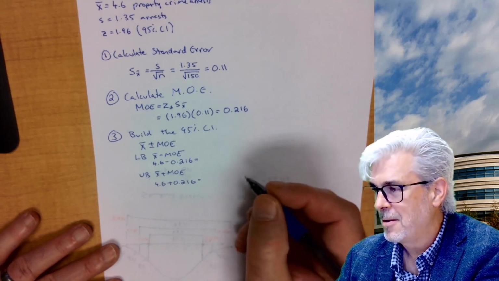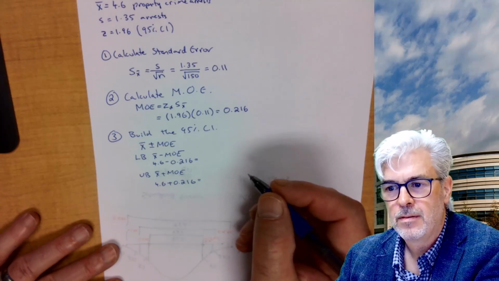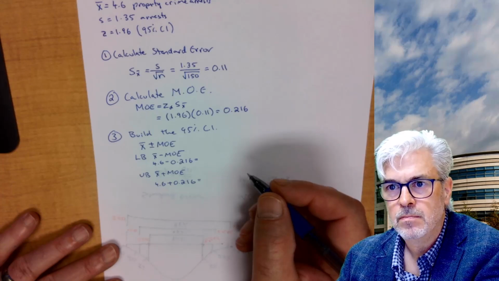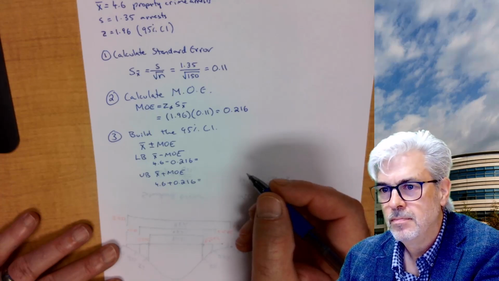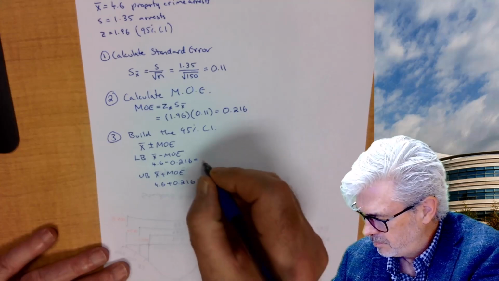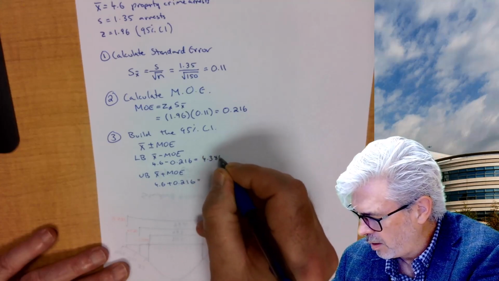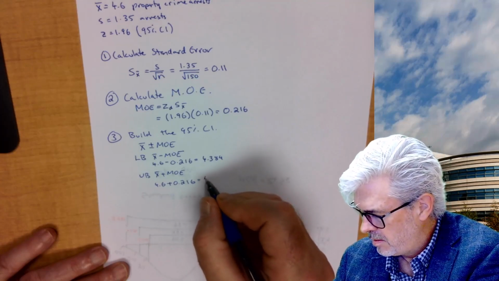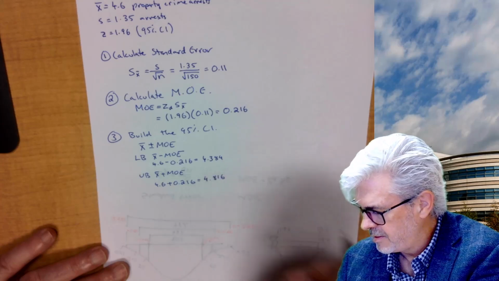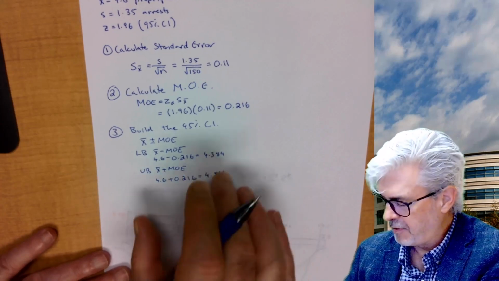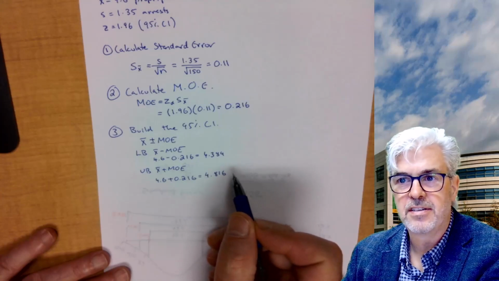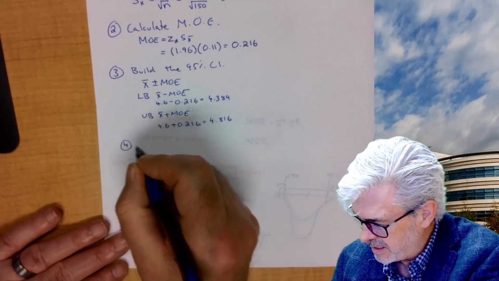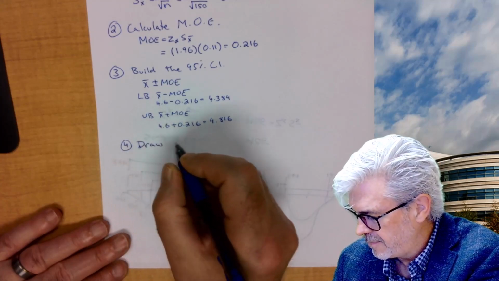Does anyone have a lower bound? 4.384. 4.384. And then for the upper bound, it's 4.816. 4.816. All right. From this point forward, I'll probably round this to the second digit, just so you guys know. And so a fourth thing I could do is draw the curve, just so you can visualize it.